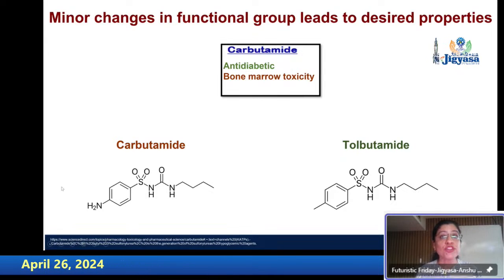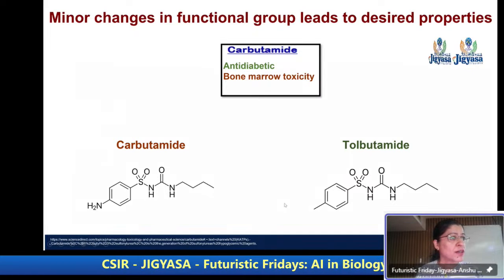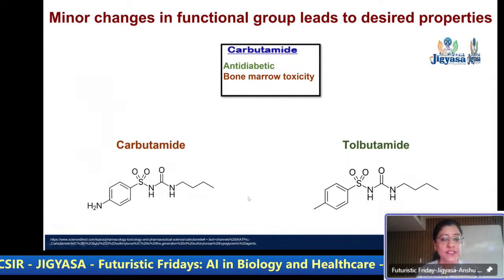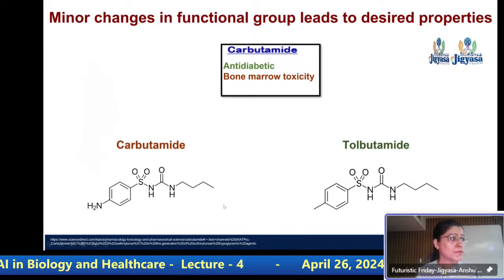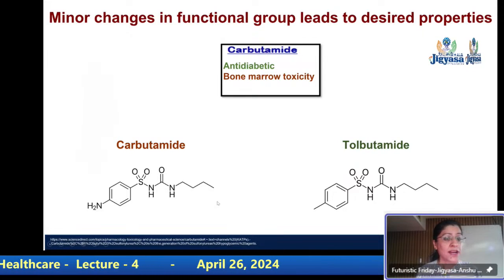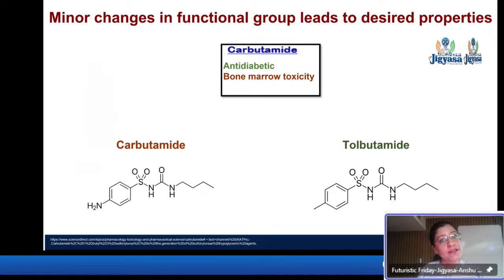If you look at the structure of both these drugs on the screen, what do you see? Is there a difference? Where is the difference? Are they different? First of all, yes, no. Yes, very good. And where are they different?